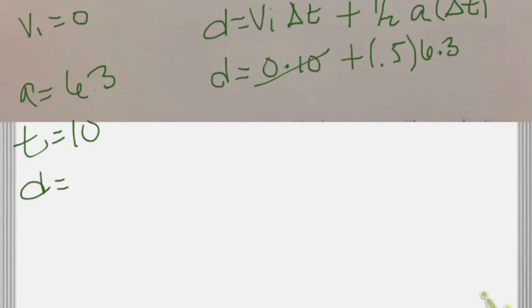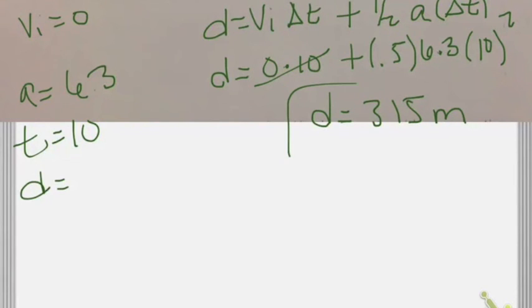Multiplied by the change in time squared. So, in this case, we have a final time, we don't have an initial time. So 10 squared. Now that that's out of there, we can go ahead and figure it out. D equals 0.5 times 6.3 multiplied by 10 squared will equal out to 315. And again, this is going to be distance or displacement, so that's going to be in meters. And that's going to be your answer for this one.